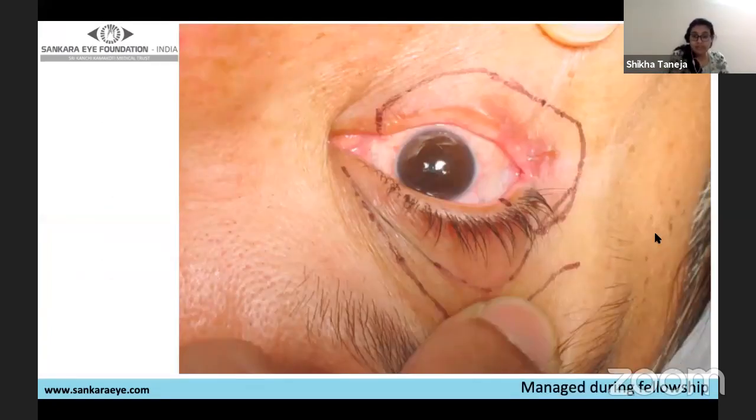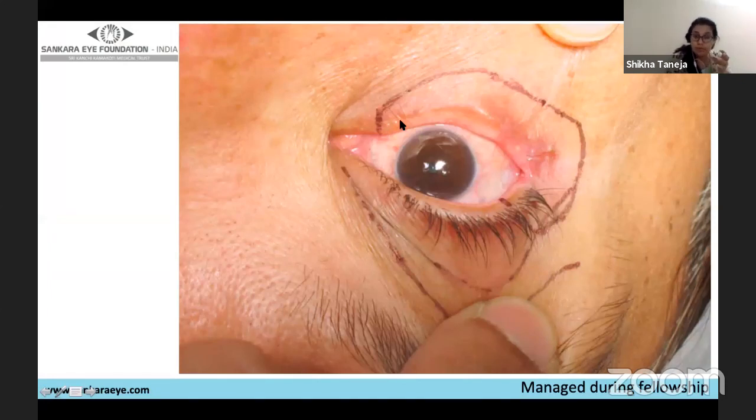Now, this is another interesting case. As we can see, this patient seems to have some malignant lesion. There is clear effacement of the lower lid meibomian glands. There is thickening of the lid margin. There is slight excoriation over here. There is loss of lashes. So it looks like a malignant lesion.